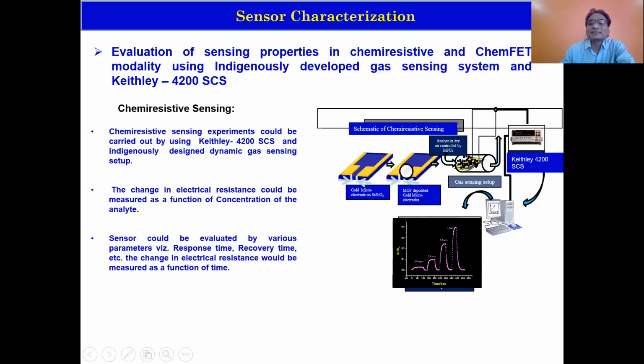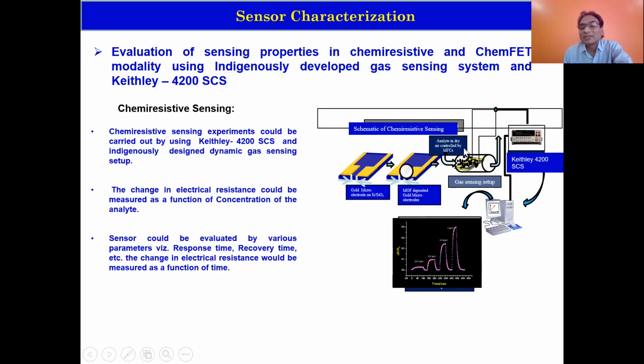As far as testing is concerned, this is the schematic of the experimental setup for chemiresistive sensing in our laboratory. We usually use a 16 electrode array, but you can see here one of those gold microelectrodes on SiO2 substrate. This gap we are bridging with the desired material. Here we have mentioned MOF deposited on gold microelectrode, meaning we have used a metal organic framework, but it can be any material which we are essentially using.